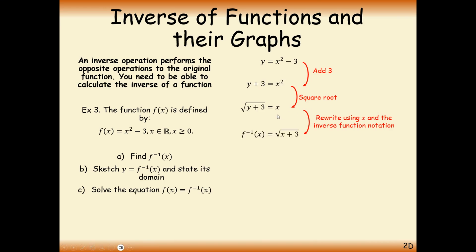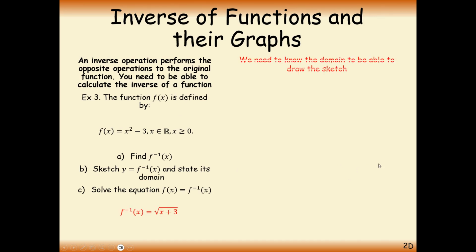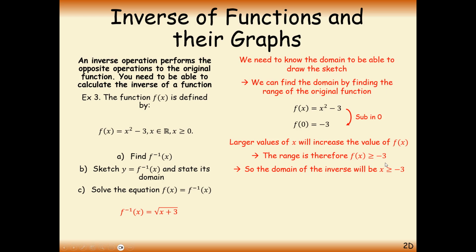Okay, so now we are to sketch this graph and state the domain. That is, what values can we put under this square root? Well, the square root will only work if we give it a positive value. Therefore, x plus 3 must be equal to or bigger than 0. That means x has to be bigger than or equal to negative 3. Therefore, that's the domain of the inverse function. f of x is always bigger than minus 3, so x must be bigger than minus 3 to satisfy the domain.